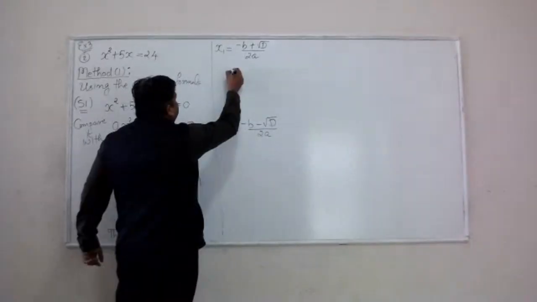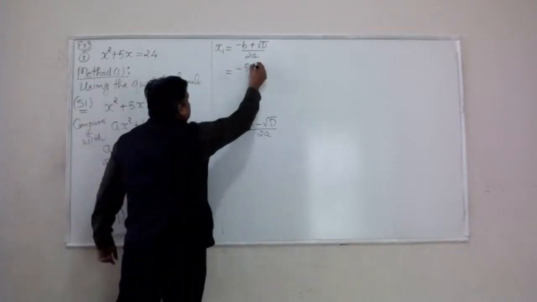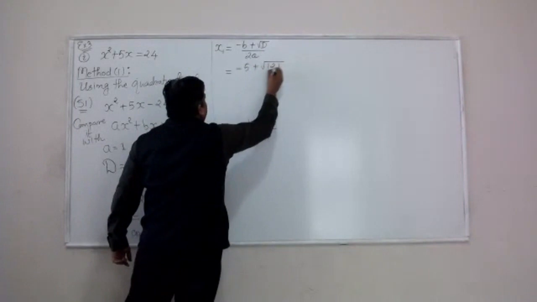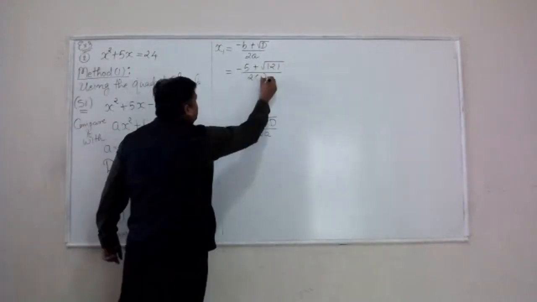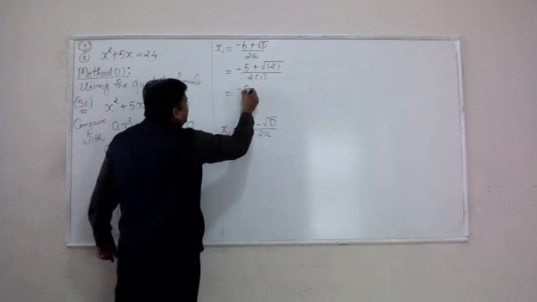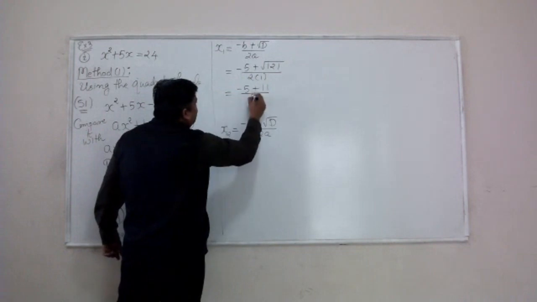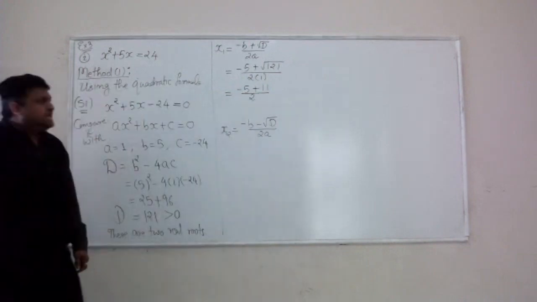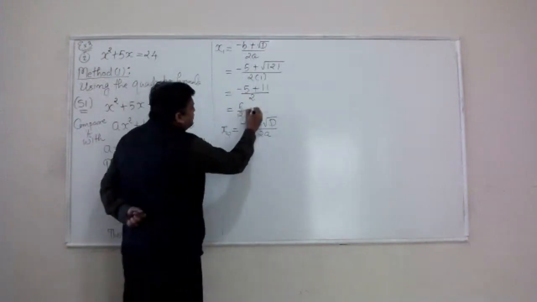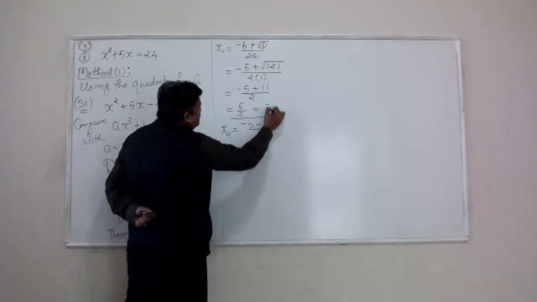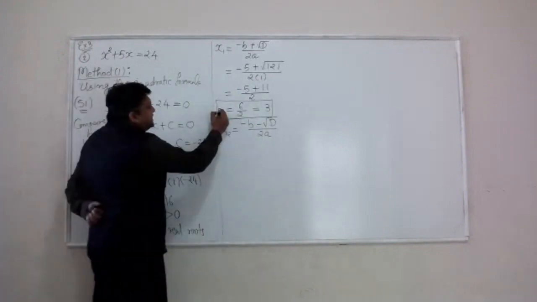Let's throw the values in. Negative of b, b is 5. Square root of D, D is 121. And 2 times a, a is 1. Now we know that square root of 121 is 11. All right. Negative 5 plus 11, this is 6 over 2, and 6 over 2 is just 3. So the first root, or first solution, is really 3.